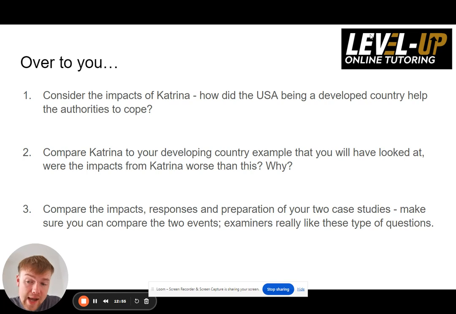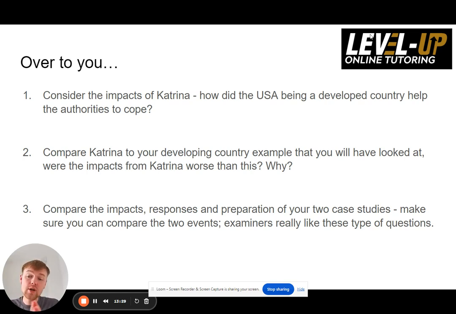Compare Katrina, go back to that second slide we looked at, compare Katrina to your developing example. Were the impacts of Katrina worse or better? Was the death toll higher? Was homelessness higher? Was the actual cost of the damage higher? And consider the reasons as to why that may be. And then again, it says there at the bottom, examiners really like these types of questions. Look at the impacts of your two case studies. Look at the responses of your two case studies. Look at the level of preparation of your two case studies. Can you compare those two events?